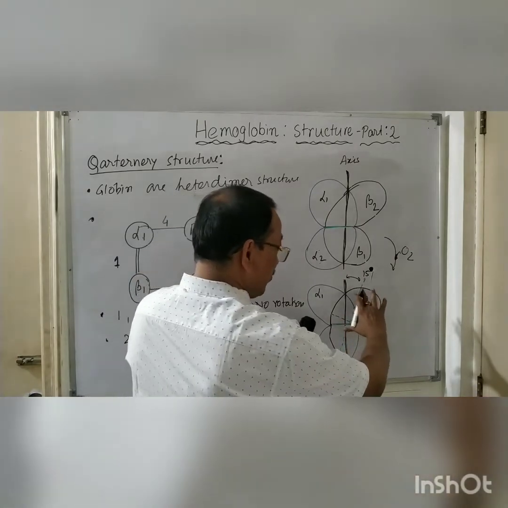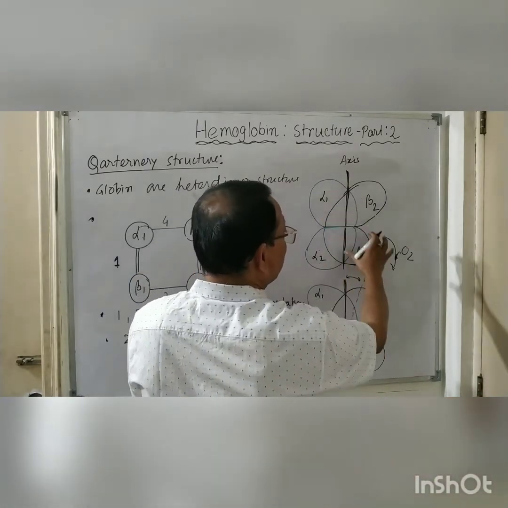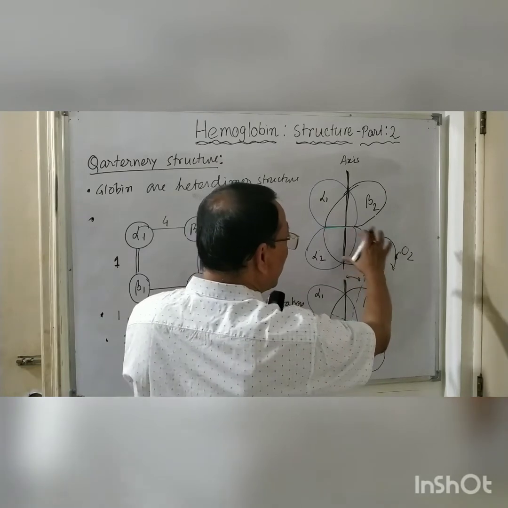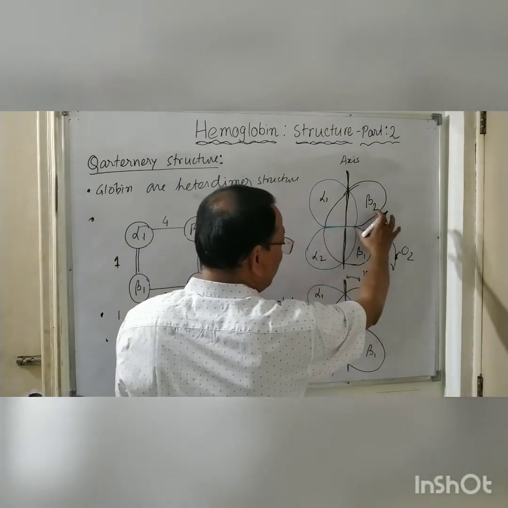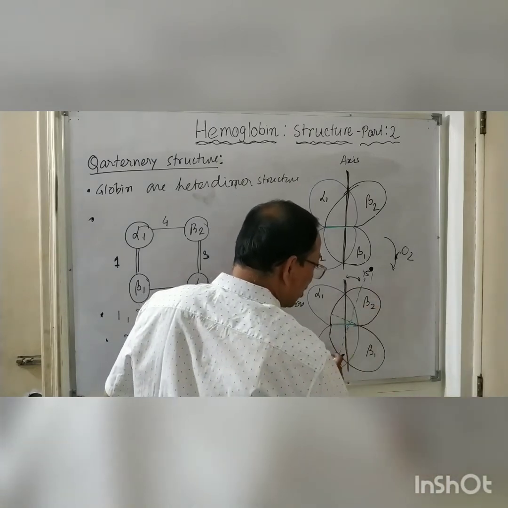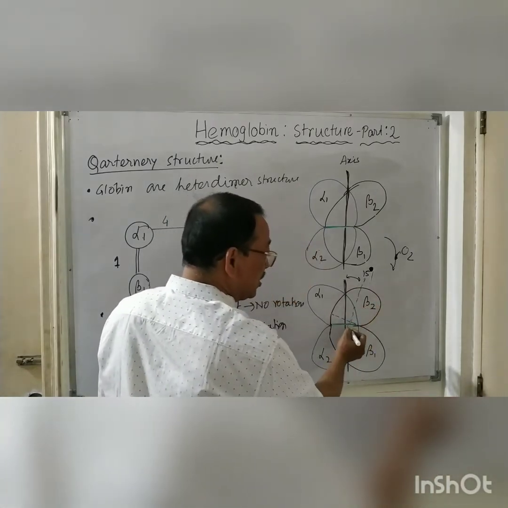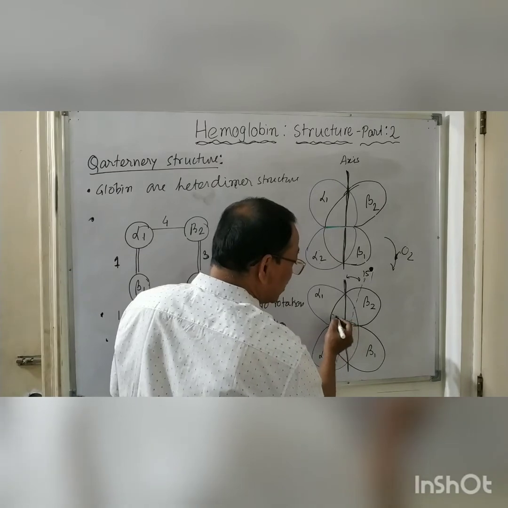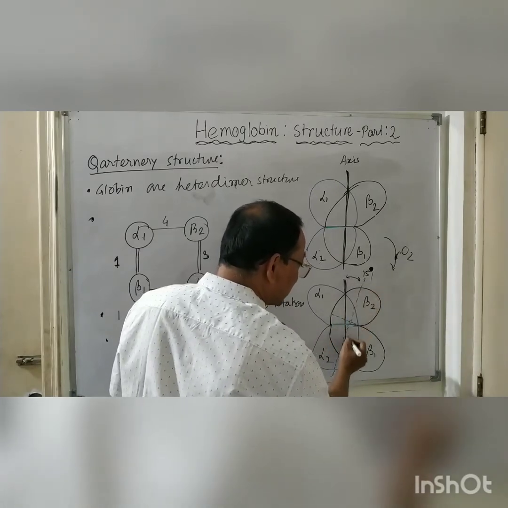So the entire alpha 1 and beta 1 dimer rotates in relation to alpha 2 beta 2. So this is the shifting of the plane or the axis now.